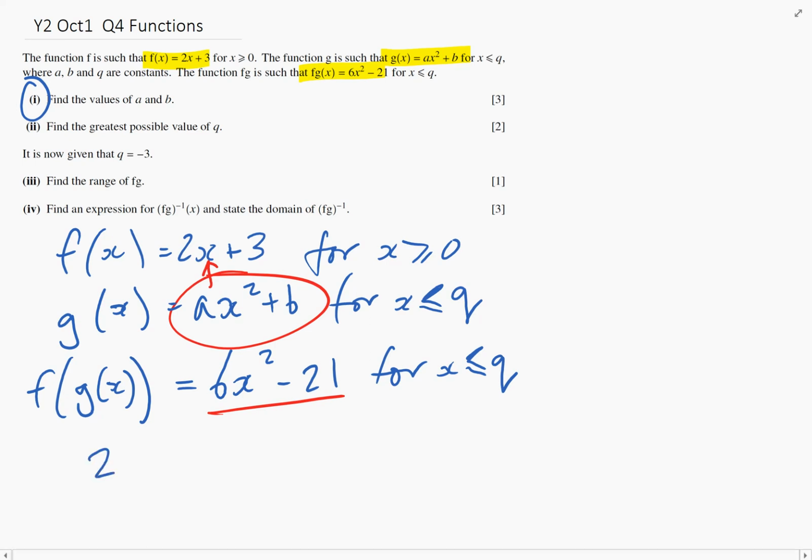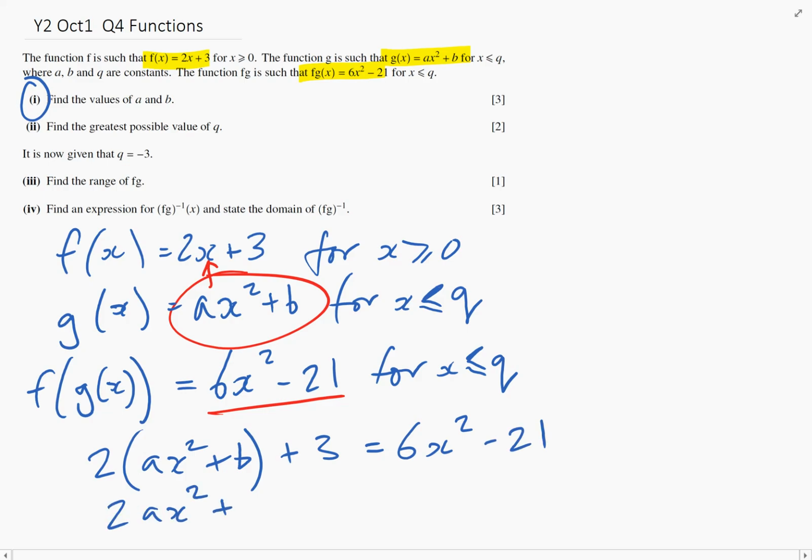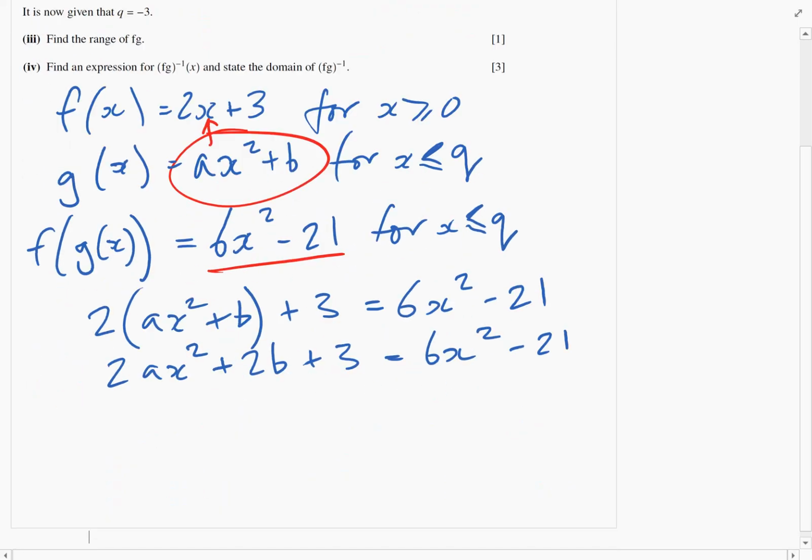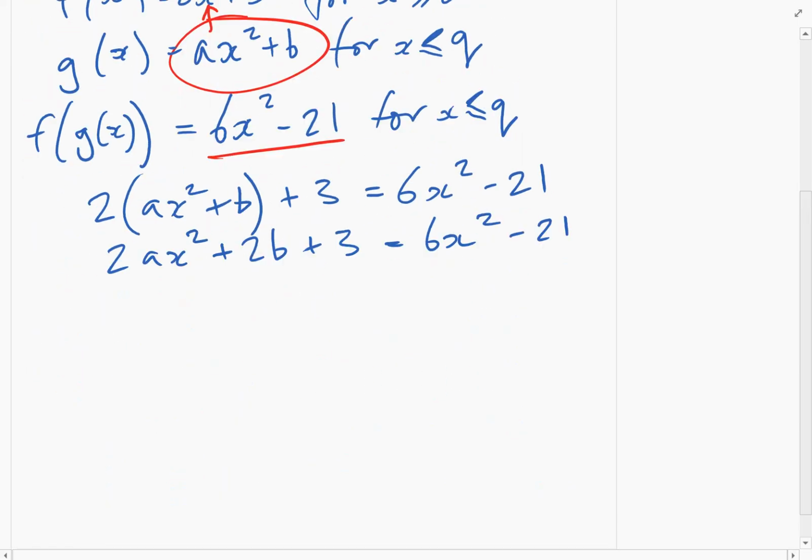So in other words, when we do 2(ax squared plus b) plus 3, we know we get 6x squared minus 21. If we expand that bracket, we get 2ax squared plus 2b plus 3 equals 6x squared minus 21. Looking at this equation now, you can see that the coefficients have to match. So the coefficients of x squared are there.